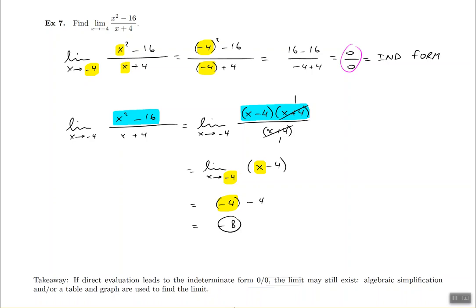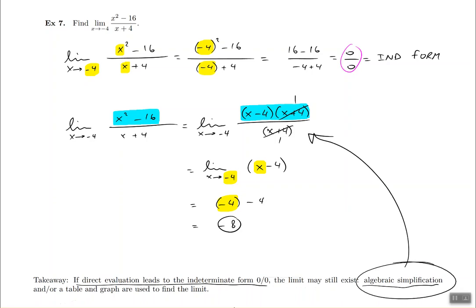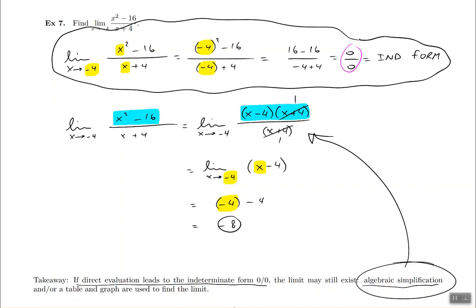So what's the takeaway here? The takeaway is that if direct evaluation leads to indeterminate forms 0 over 0, the limit will still exist in some instances. And how do you find it? You will have to do some algebraic simplification, or maybe use a table, or maybe use a graph. Typically speaking, algebraic simplification is the best because that's the easiest, the fastest way. So basically just factor the problem or do some algebra and then cancel out some things and you get your final answer. Okay, so direct evaluation or direct substitution is what we did on the first line. It's where we plugged in the number to see if things work, and sometimes they work, sometimes they don't. It just depends. If it doesn't work, like I said, factor the problem, reduce it, and then plug again.